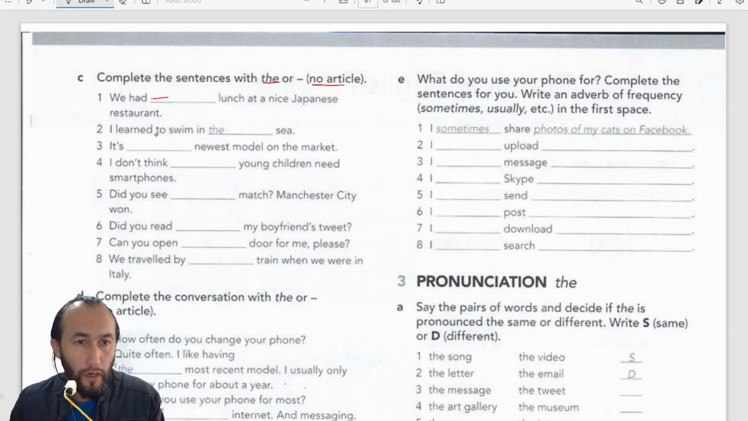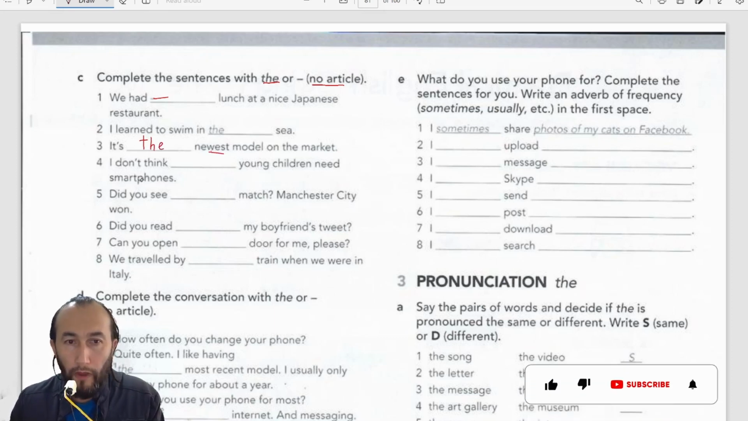Number two, I learned to swim in the sea. So sea, it is known when you talk about a town, and the town has got a sea. So there will usually be one sea. So it's clear. Everyone knows that. So when something is very clear, then we use "the". So number three, it's the newest model. So newest here is a superlative, and with superlatives we need to use "the" all the time, guys. So we're going to write "the" here. Okay, so it is the newest model on the market.